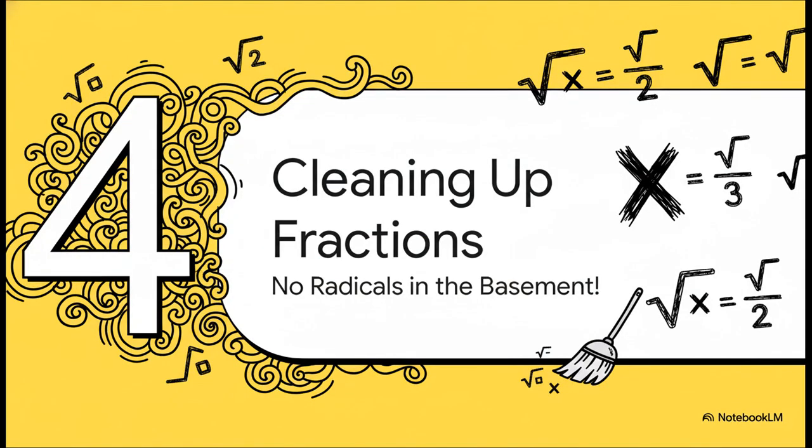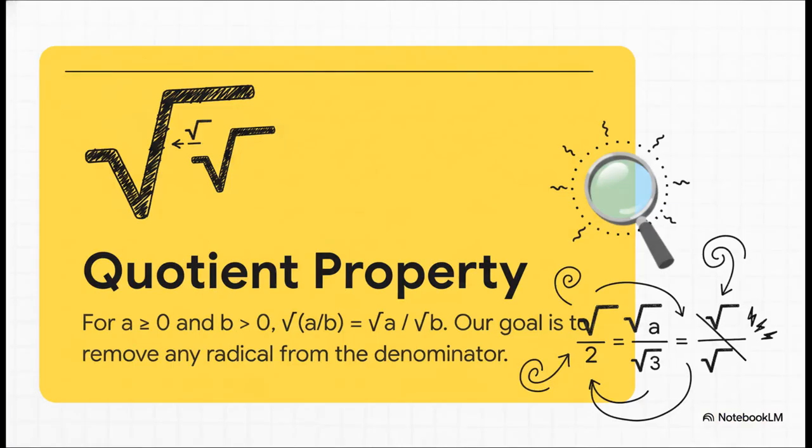All right, we've added, we've subtracted, we've multiplied. But what about division or radicals and fractions? This brings us to a major rule in math, and it has a great, easy-to-remember name. No radicals in the basement. So there's another property called the quotient property that lets us split a radical that's over a fraction.